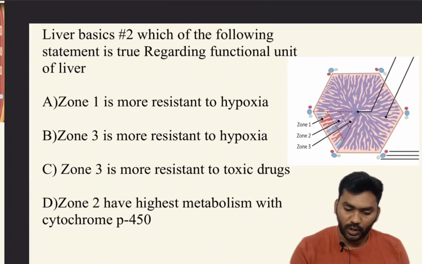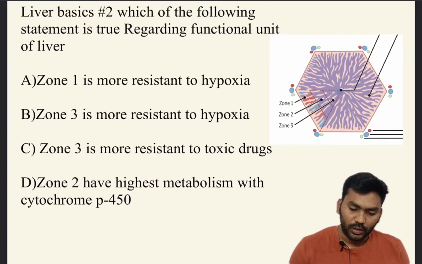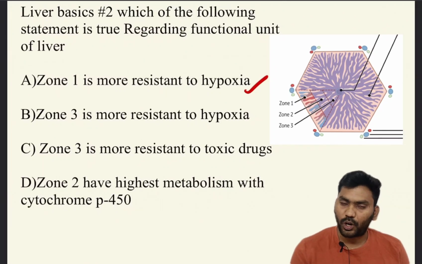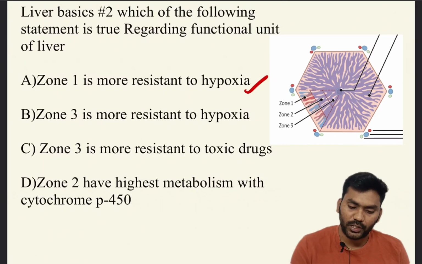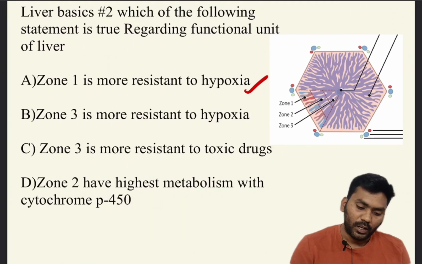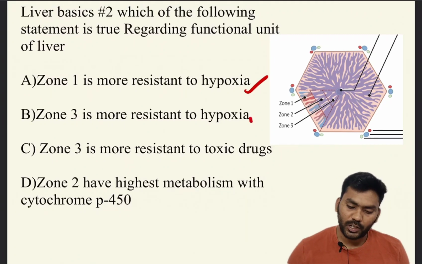So coming to solving the question, zone 1 is more resistant to hypoxia. Yes, as this receives more oxygenated blood, this zone is more resistant to hypoxia. Zone 3 is more resistant to hypoxia. No, this is more vulnerable to hypoxic injury. So this is the wrong option.